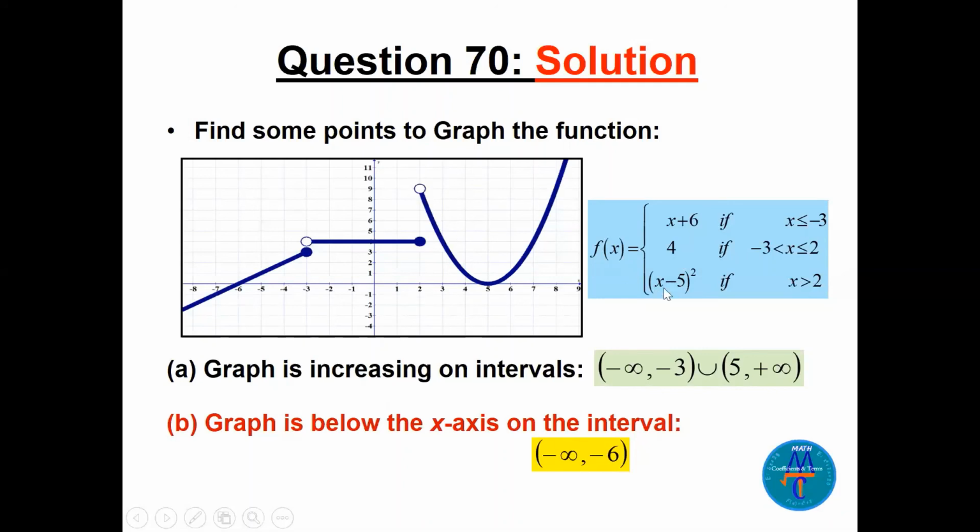If I replace 2 there, 2 minus 5 is minus 3, squared is 9. I know there is no equal here, x greater than 2, but I put 2 and make sure I put it open. So any number after 2. The graph is increasing from minus infinity until minus 3, union increasing from 5 until infinity. The graph is below the x-axis until this point here, so from minus infinity to minus 6 open.